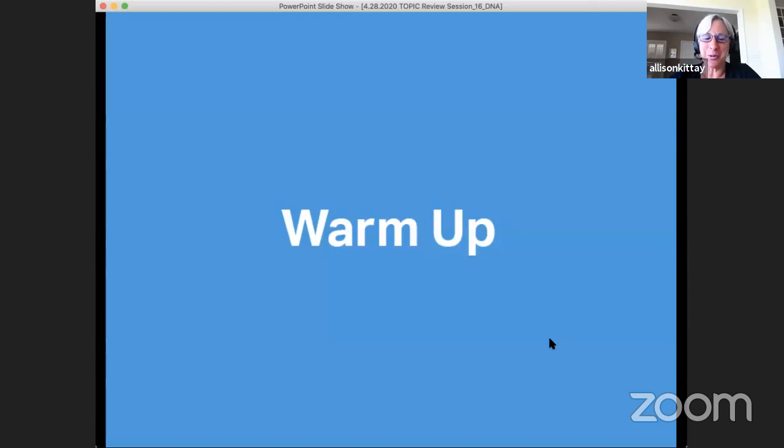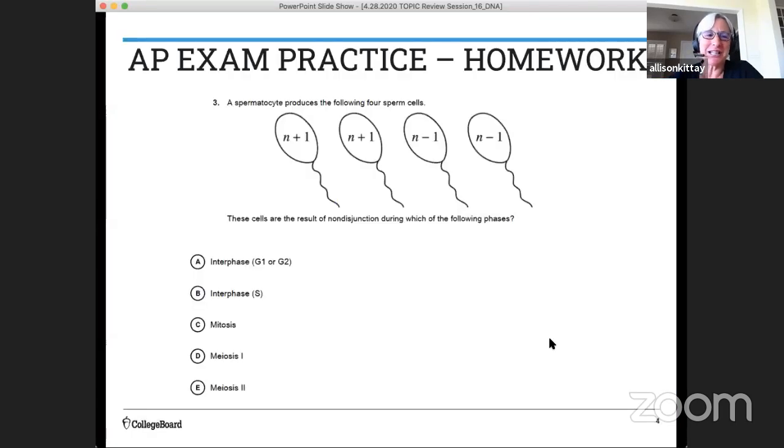We're just going to get right to our warm-up today. Yesterday's lesson was on chromosome inheritance, and you were given a homework assignment that is a multiple choice question. You can see you have a diagram, and it says a spermatocyte produces the following 4 sperm cells. These cells are the result of non-disjunction during which of the following phases?